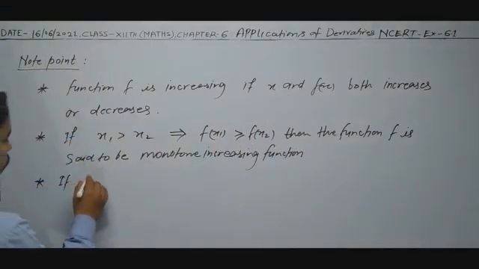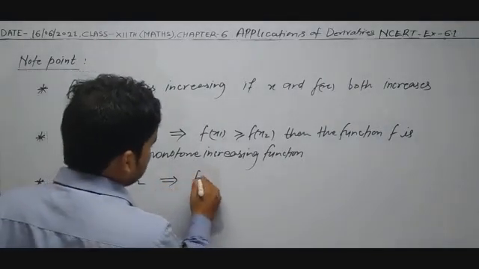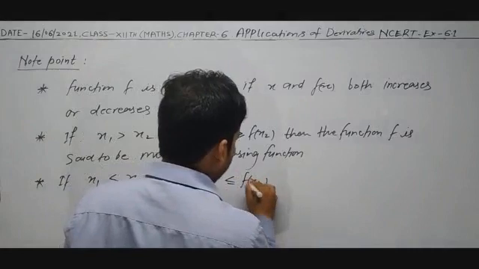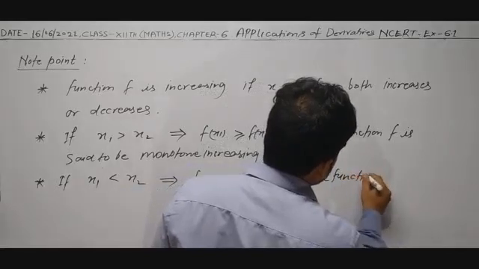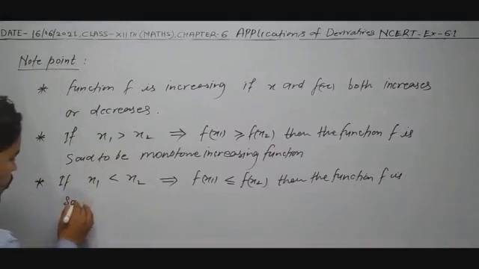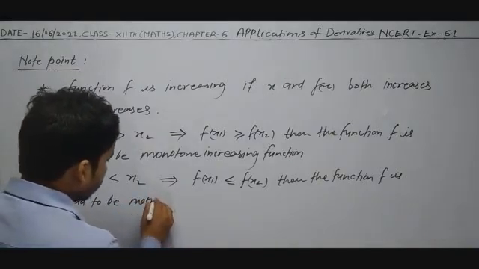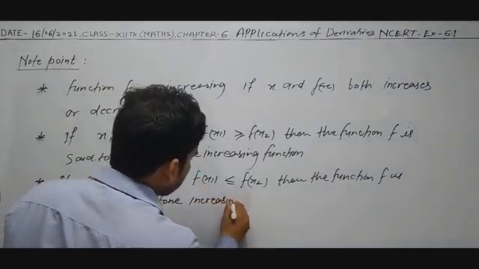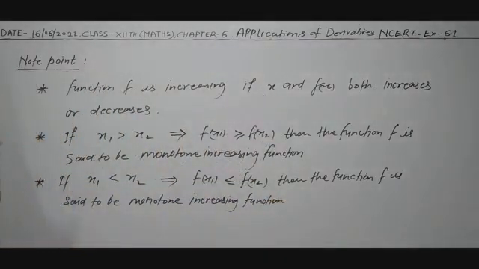Now similarly, if x1 is less than x2, this implies f of x1 is less than or equal to f of x2, then the function f is said to be a monotone increasing function.